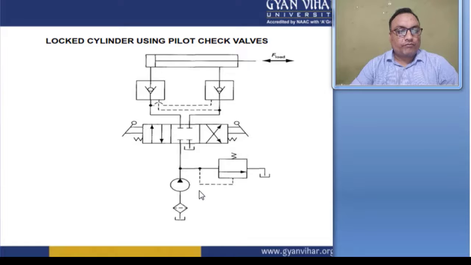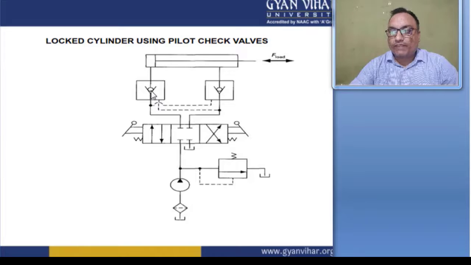Now going to the working of this system. A check valve is used to block flow in one direction but allows free flow in the opposite direction. So here two check valves are used. This is the first check valve and this is the second check valve. Both check valves are used to lock the cylinder, meaning they allow flow only in one direction.